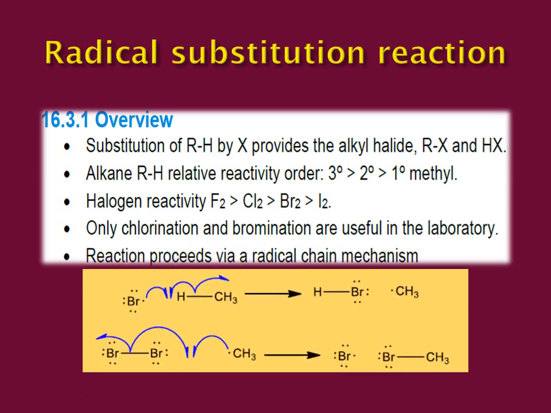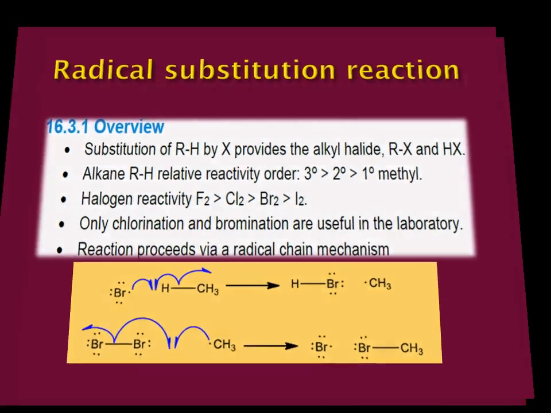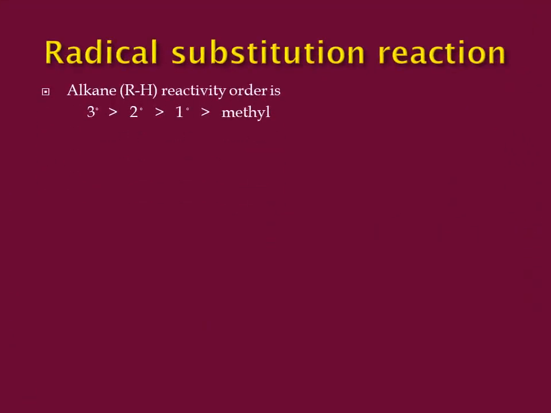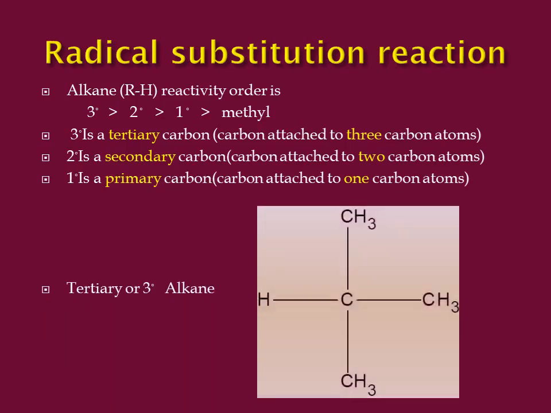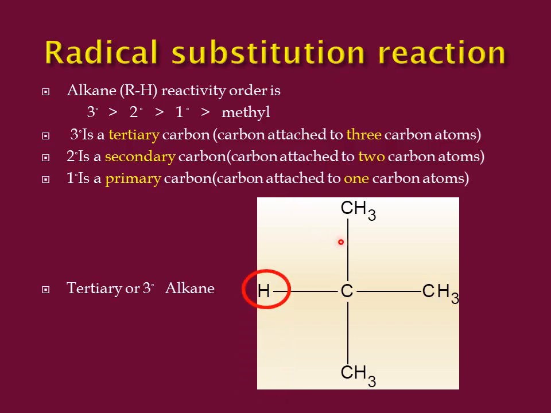The first point describes the reactivity order. Now first of all, let us see what is the meaning of tertiary, secondary and primary. A tertiary carbon atom is represented by 3 degree. It is a carbon atom attached to 3 other carbon atoms, whereas a secondary carbon is a carbon atom attached to 2 carbon atoms and a primary carbon is a carbon attached with 1 carbon atom. This is an example of a tertiary alkane in which you can see that this carbon atom is directly attached with 3 carbon atoms. So this carbon will be called a tertiary carbon.